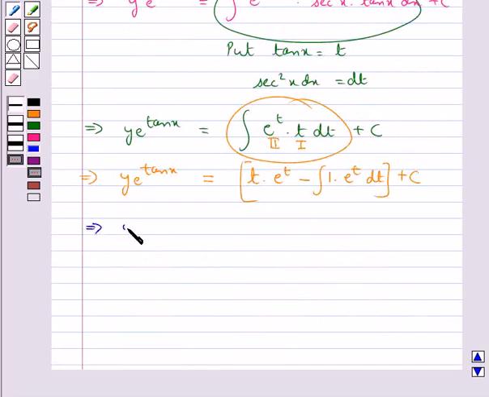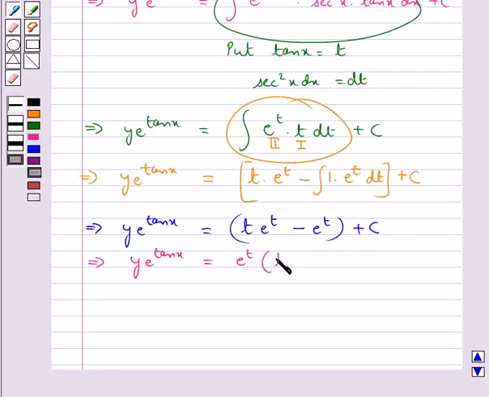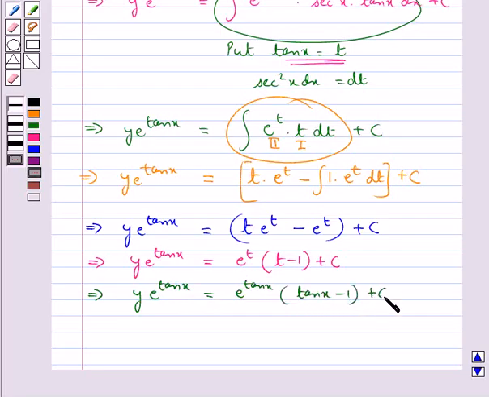This gives y into e to the power tan x is equal to t into e to the power t minus e to the power t plus c. That is, we get y into e to the power tan x is equal to e to the power t into t minus 1 plus c. Now, on substituting t equal to tan x in this, we get y into e to the power tan x is equal to e to the power tan x into tan x minus 1 plus c.